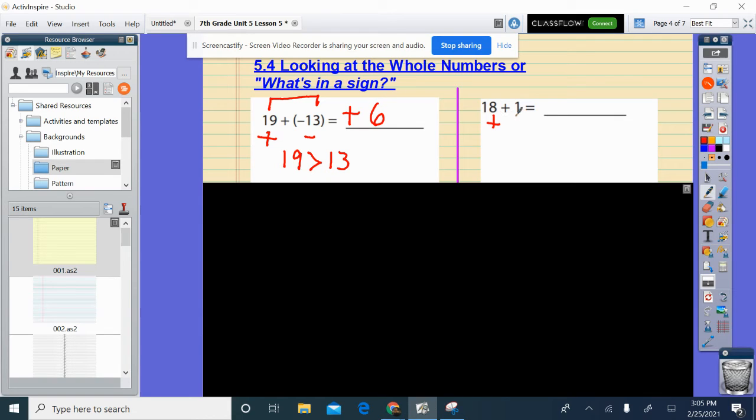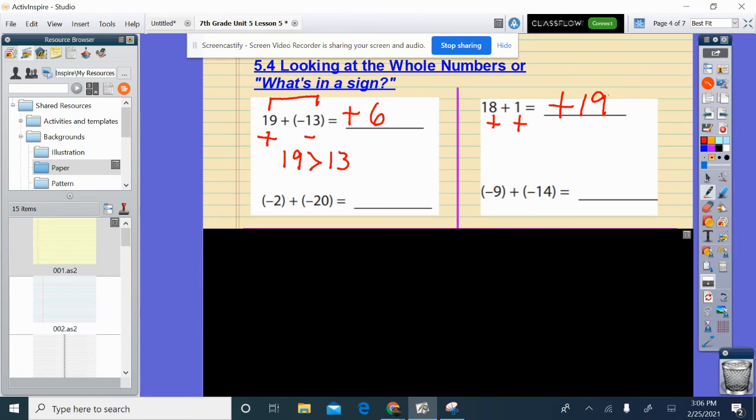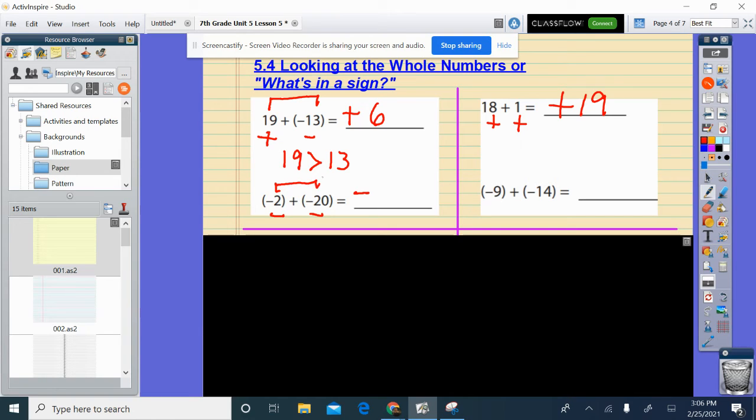Now, in this instance here, we have a positive plus a positive. Whenever you have the same sign being added together, the answer will be that same sign. So it's going to be positive, and that one, of course, is 19. Let's work on this one. Here we have a negative plus a negative. Same sign again, so I know it's going to be a negative. Therefore, all I have to do is add 2 and 20, and I get 22 for the final answer of negative 22. And again, this one, we have a negative plus a negative. 9 plus 14, negative 23.